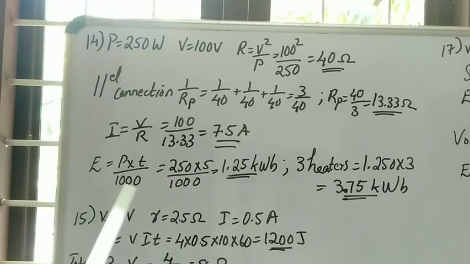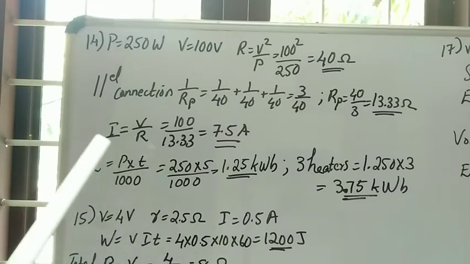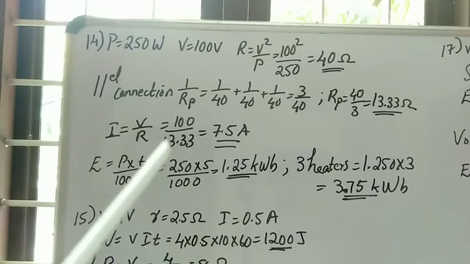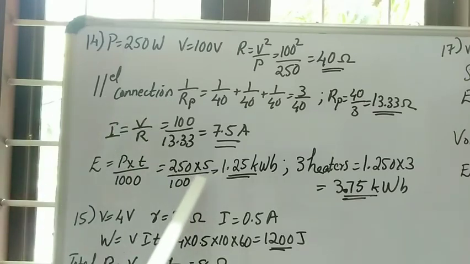Now the third sub question is calculate the energy supplied in kilowatt hour. From the physical quantity kilowatt hour, you should know it is electrical energy. So electrical energy is power into time by 1000. Power is 250. Time given in the third sub question is 5 hours. So here it is 250 into 5 by 1000. You will get 1.25 kilowatt hour.